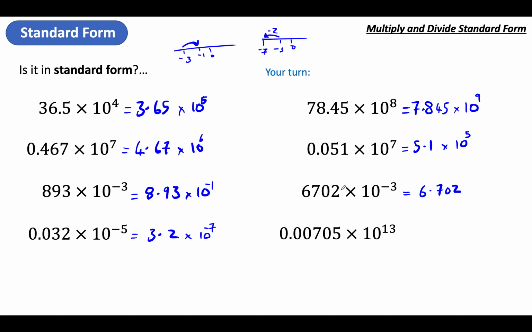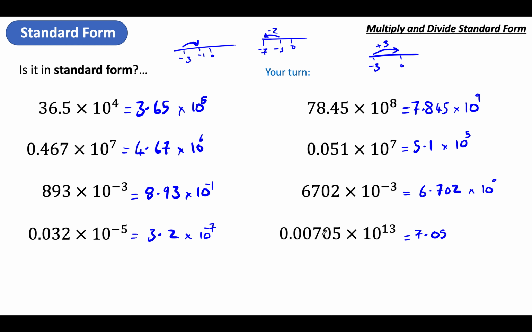6.702. Right, my number has got smaller by 3 places, which means my power gets 3 bigger. So this one's got 3 smaller, so this one gets 3 bigger. What's 3 bigger than -3? Start at -3. 3 bigger means adding 3, which means I get up to 0. So actually this will be 10 to the power of 0, which is a bit of a stupid standard form number, but you know, the practice is there, isn't it?